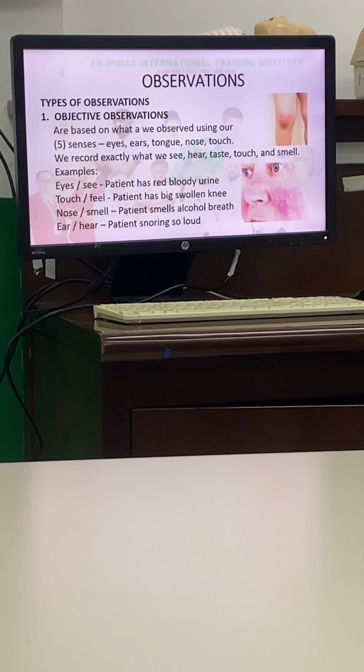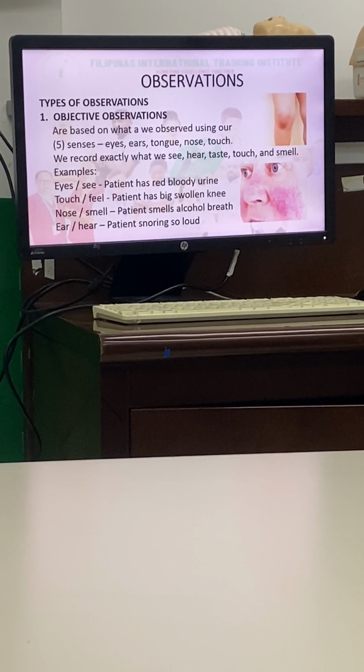What else? The smell. I smell the diabetic patient's breath. How do we describe the breath? Acetone breath. It smells like acetone, like nail polish, like a chemical spirit. That's the acetone smell, the diabetic breath. So you will smell how they breathe. What else? Hearing. I heard the patient is snoring loudly. So by your assessment, you can observe and you can write your observations.